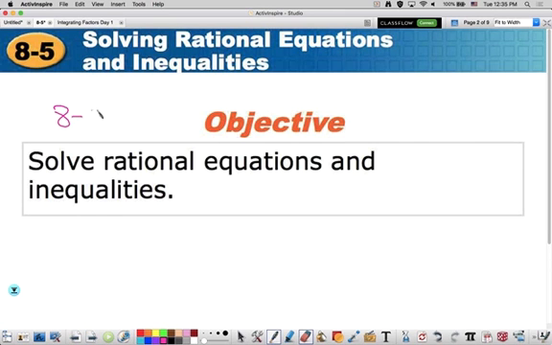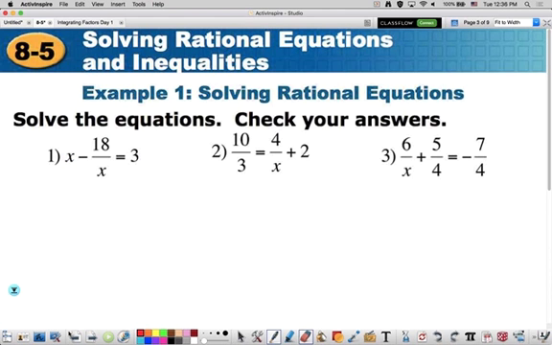Okay, so we're doing 8-5, day 1. And all we're doing today is solving rational equations, which you already have experience with. We'll get to inequalities tomorrow. We're also going to use our graphing calculators today.